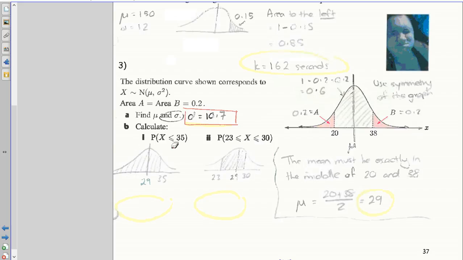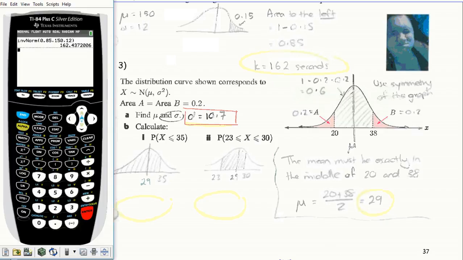Calculate the probability that x is less than 35. So they want an area, so it's a normal CDF. The mean we've got is 29, so do a sketch. Mean is 29, so 35 must be to the right of the mean because it's higher than the mean. They want the probability that x is less than 35, so they want to know this area. What's our lower boundary? It would be negative infinity, so negative 1e99. Our upper boundary will be 35. So let's go.